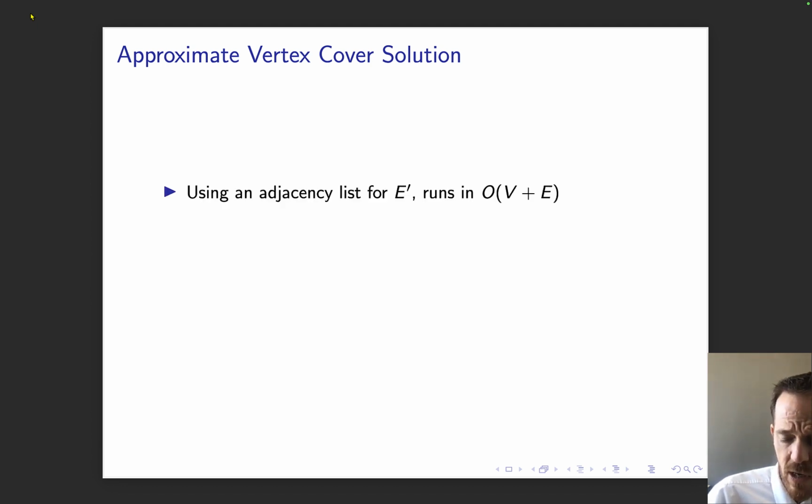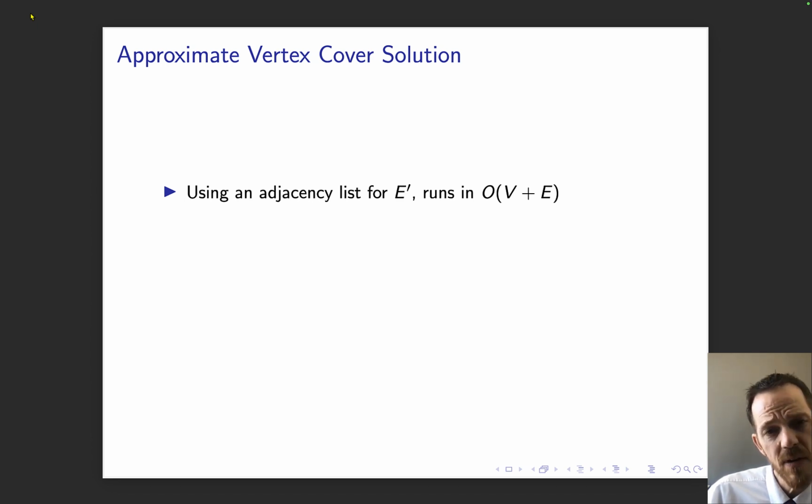Let's talk about that. We talked just a minute ago about what a brute force or a more optimized solution would be, but here this approximation vertex cover solution, using an adjacency list for E prime, our edge copy, runs in order proportional to the sum of the vertices and edges. That is so much faster. If you think of a very large network, that makes a huge difference.